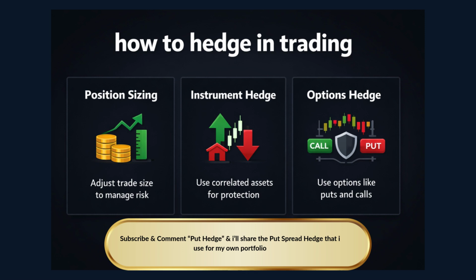Now, how to hedge in trading without making it complicated. Hedging means reducing damage from the scenario that would hurt you most. 3 simple hedging methods. Position sizing hedge, reduce size so the worst case move is survivable. This is the cheapest hedge. Instrument hedge. If you're long a stock portfolio, hedge with an index short or protective puts. Options hedge. Use puts, put spreads or collars to cap downside.